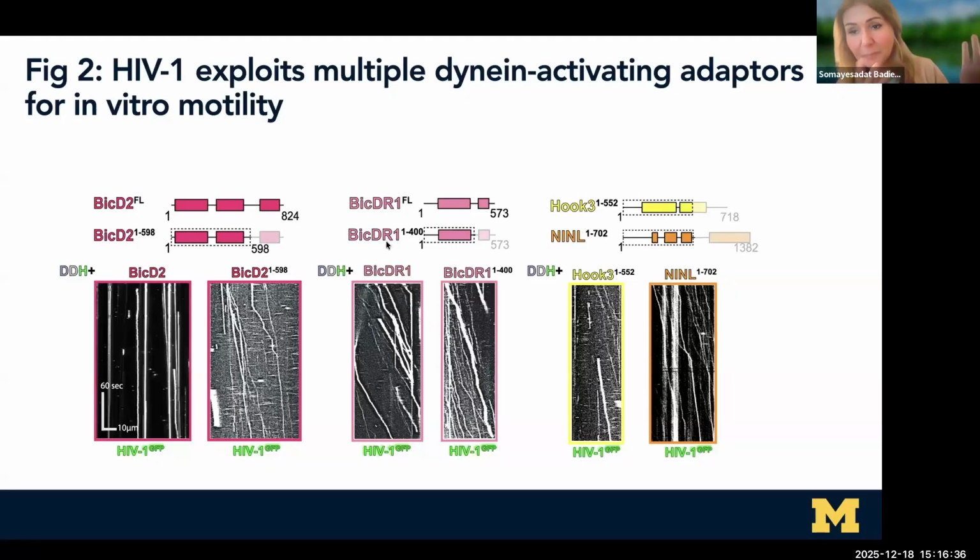BICD2 and BICDR1 belong to the same group, so I switched to totally different classes of activating adapters. Hook3 and dynein, they are totally different, and both of them were truncated versions, where the proposed cargo binding domain was deleted and only the N-terminus part was used. In both cases, with Hook3 and dynein, I was able to see motile events. So again, it is proof that because binding happens directly, anything that can activate the dynein bound to HIV-1 generates motile events of HIV, as you can see over here as well.